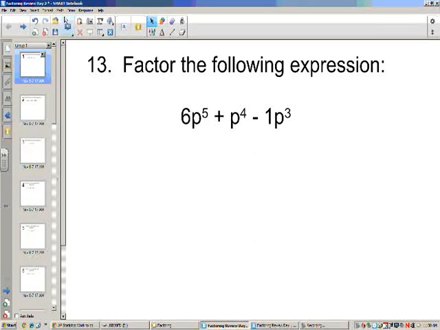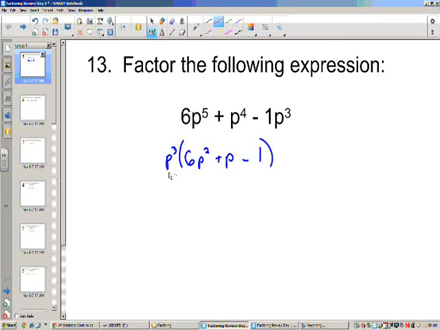Alright, this is our second day of factoring, or the second video of factoring, maybe I should say. And we're going to start by factoring something a little bit more complicated than yesterday. One thing you can notice is that in each of these three terms, we can take something out. There's p to the third in all three of them. So we want to start by taking that out, leaving 6p squared plus p minus 1.